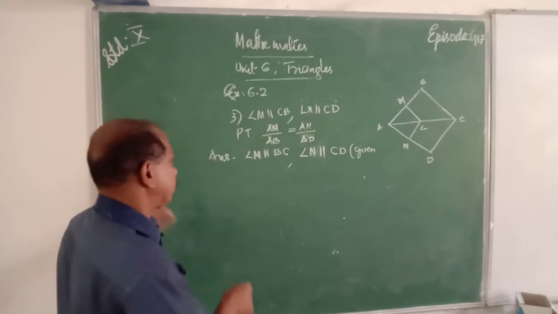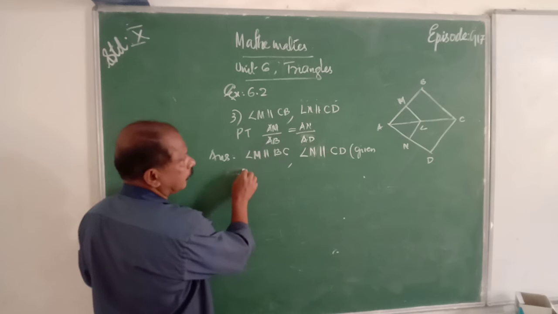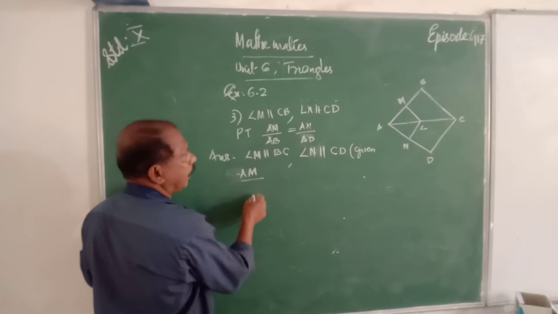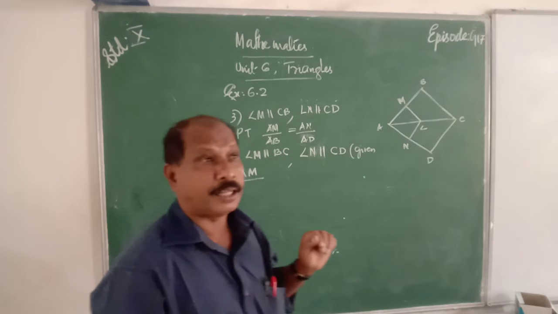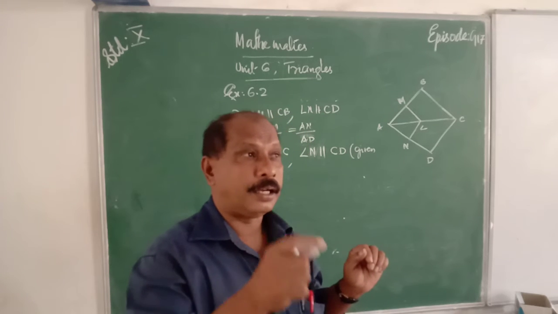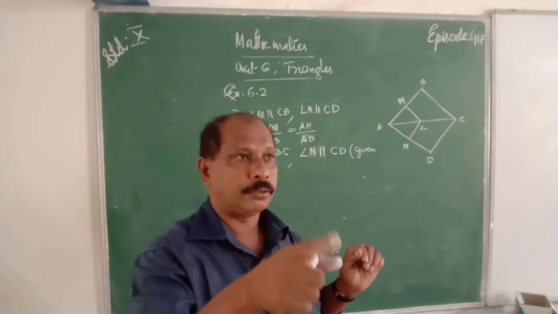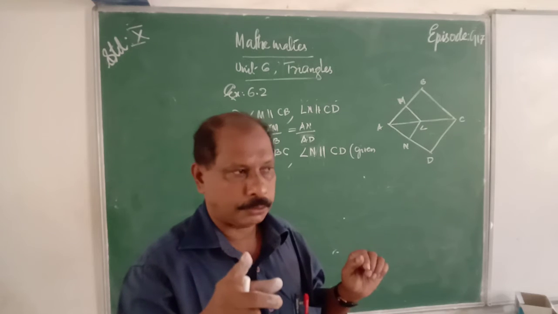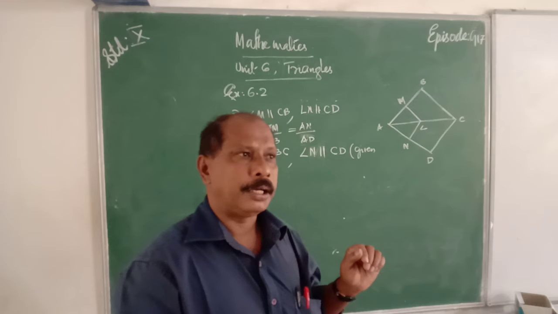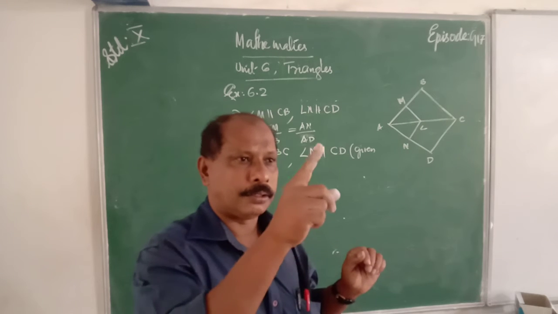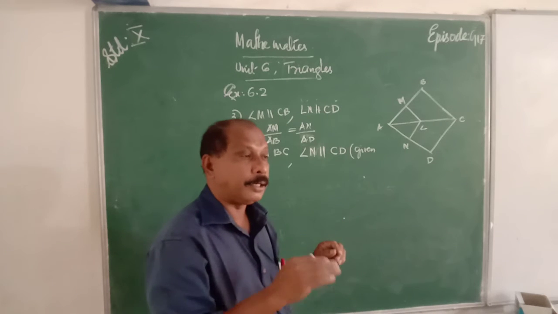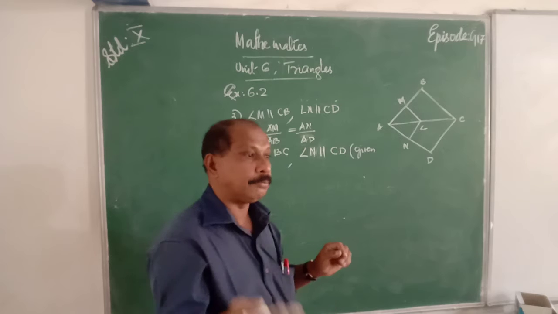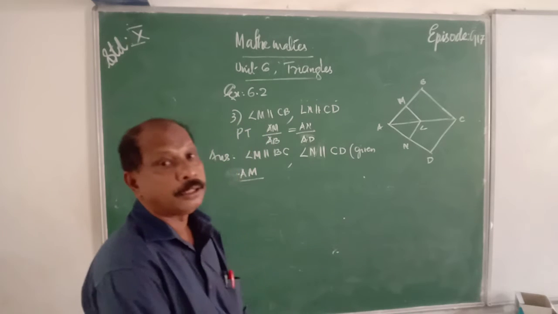Therefore, by the basic proportionality theorem, AM by AB, that means from the note, AD by BD is equal to AE by CE. That is one result. AB by AD is equal to AC by AE, second result. Or AB by BD is equal to AC by CE. These are three results from the note.